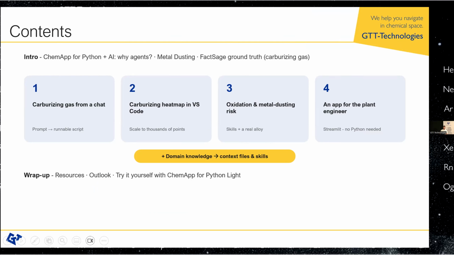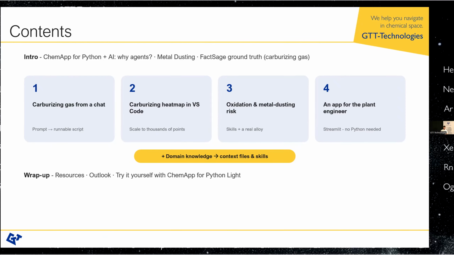First, asking an AI agent from a chat session on a browser. Then, scaling up from that script with VS Code. VS Code is an integrated development environment for programming languages. And then third, by adding domain knowledge, we build something more interesting for a real UI. And fourth, we turn that all into an app that any engineer can use.